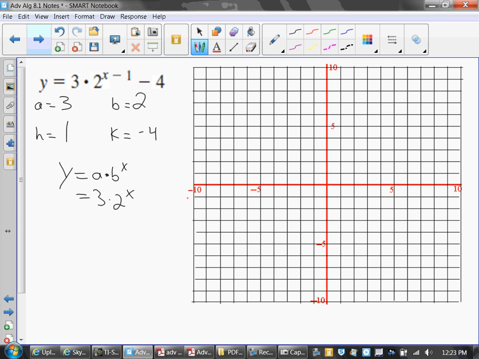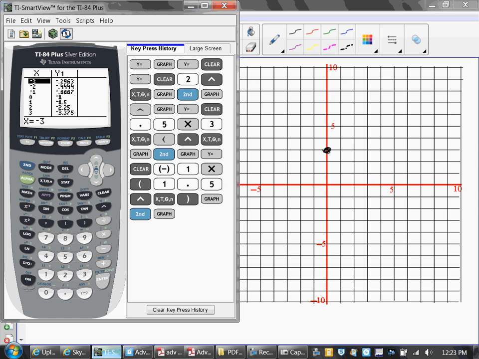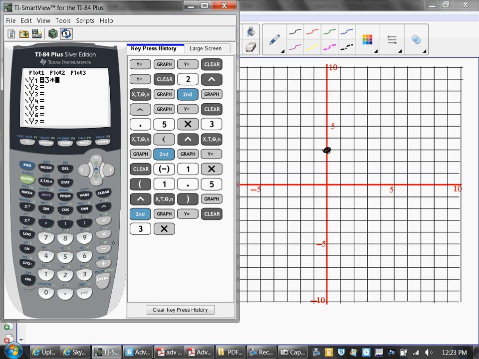When I plot that parent function, do you guys remember where the y-intercept is for the parent function? 3, good. So the parent function, my y-intercept is at 3. And then I'm just going to go to my calculator and put in y = 3 times 2 to the x.